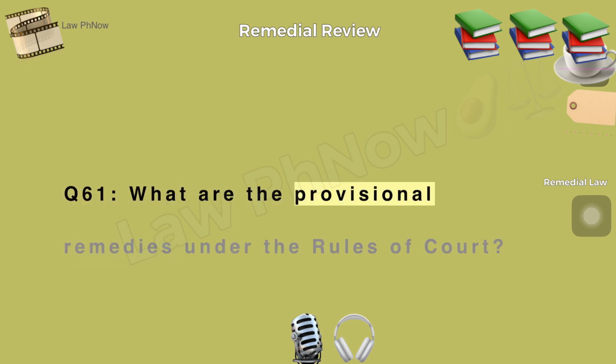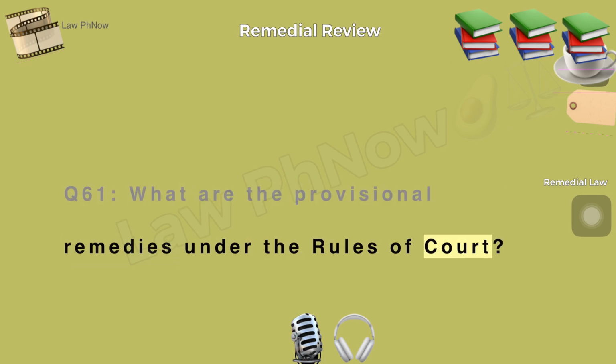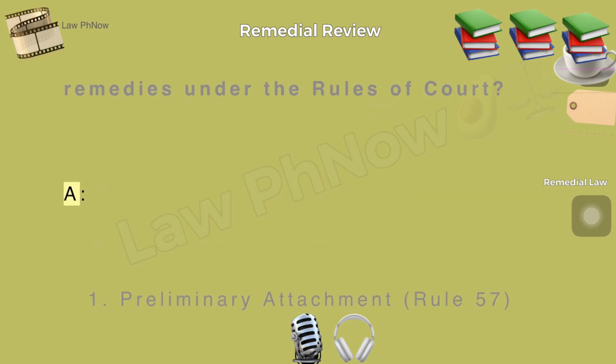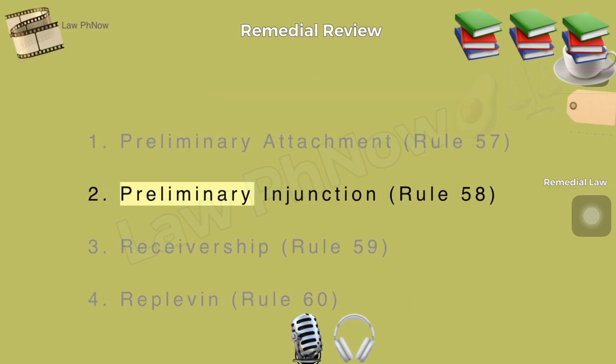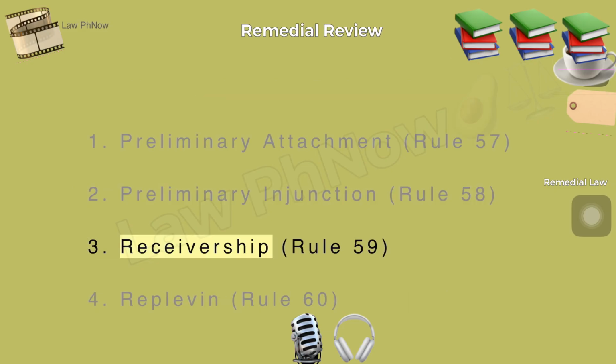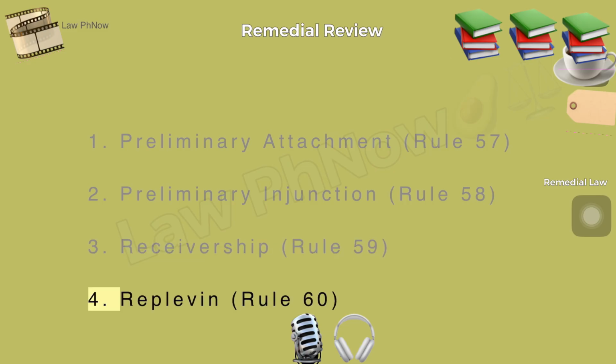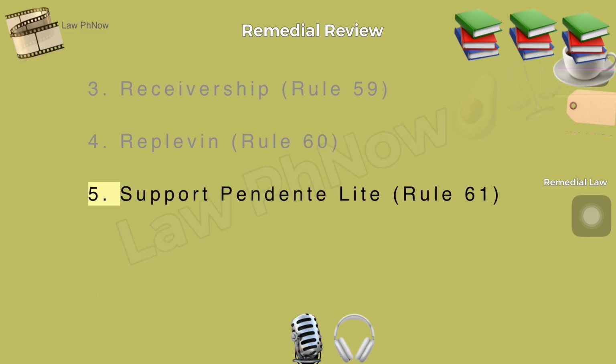Q61. What are the provisional remedies under the Rules of Court? A. 1. Preliminary attachment, Rule 57. 2. Preliminary injunction, Rule 58. 3. Receivership, Rule 59. 4. Replevin, Rule 60. 5. Support pendente lite, Rule 61.